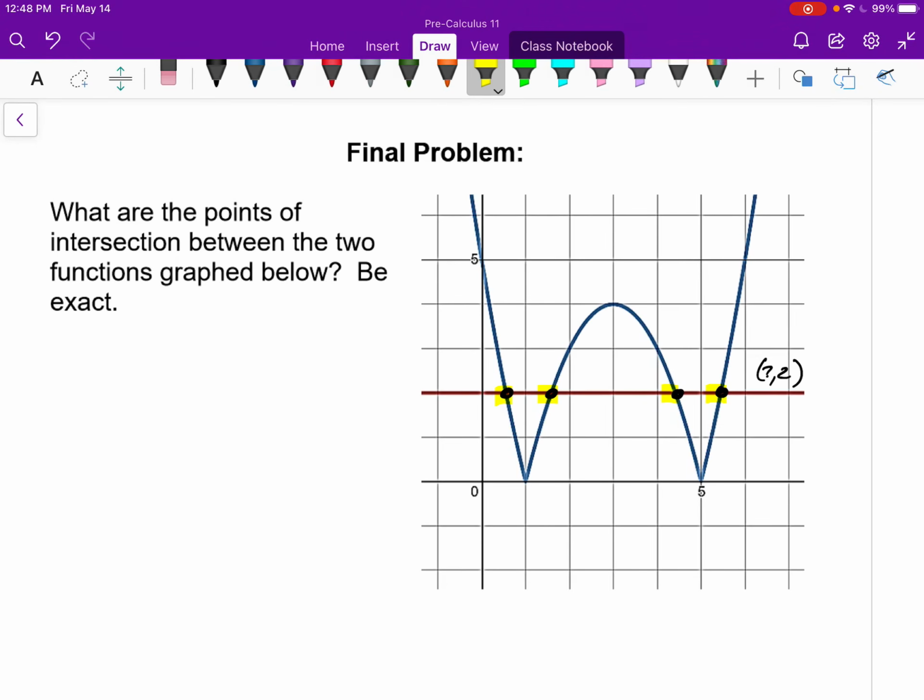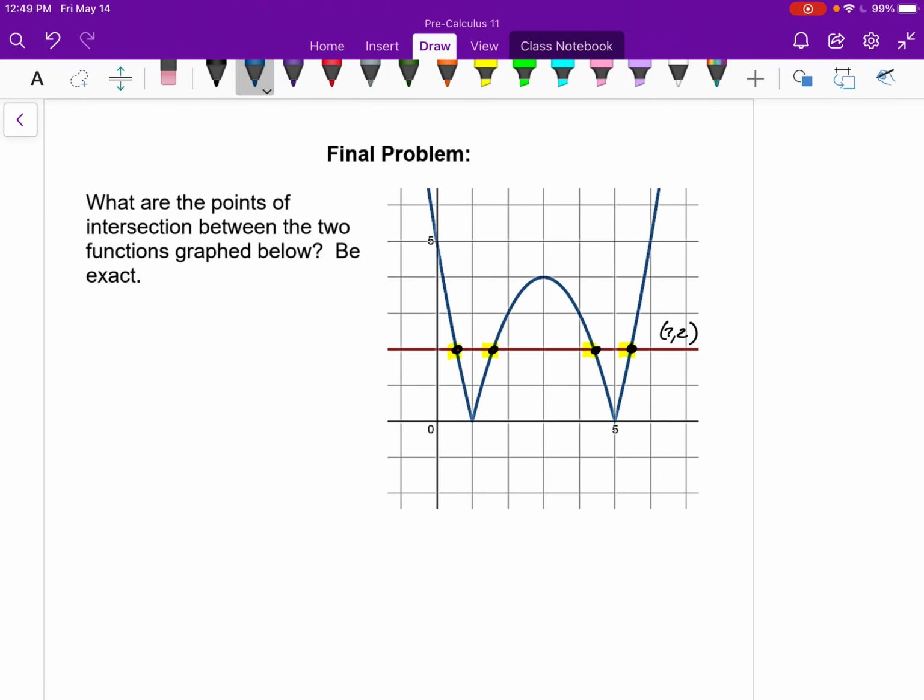Well, if I can think of an equation that represents this, then I can solve that equation. And what I kind of see here is a quadratic function that would have had a vertex 4 below the x-axis. Right? That's what I kind of see here. I'm highlighting in yellow.